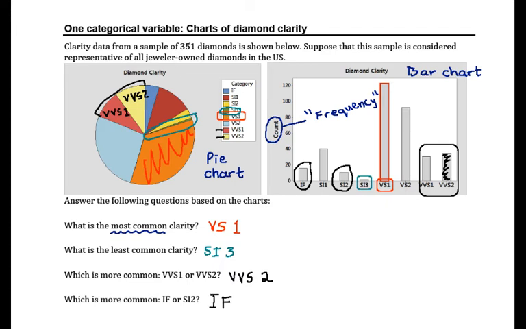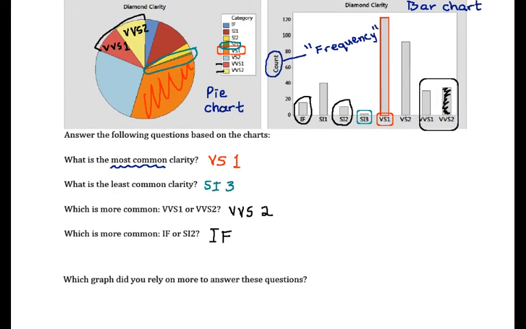So even though we can use a pie chart or a bar chart to display data for one categorical variable, the bar chart really is better. It's easier to read. And it's easier to read partly because it doesn't rely on any color coding, right? Colors work for some of us, but not so well for others.